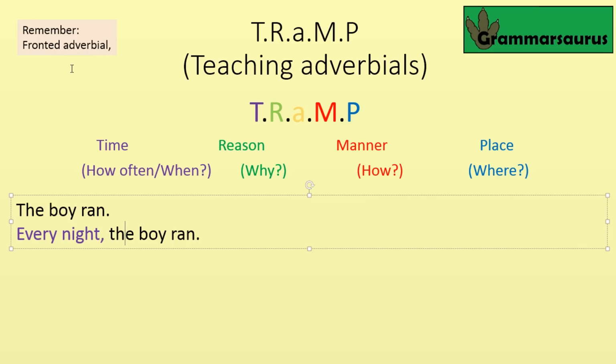Now this is a year 3-4 objective, so if you're in 3, 4, 5, 6, you need to make sure that you are teaching every night, comma, the boy ran, to separate our fronted adverbial.